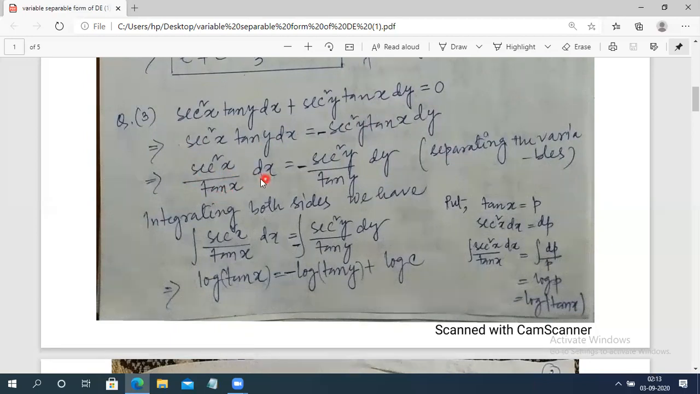And sec square x, if we take this tan x in the denominator, then sec square x by tan x along with dx can be written on the left hand side. In this way, we can see that we can easily separate out the variables.